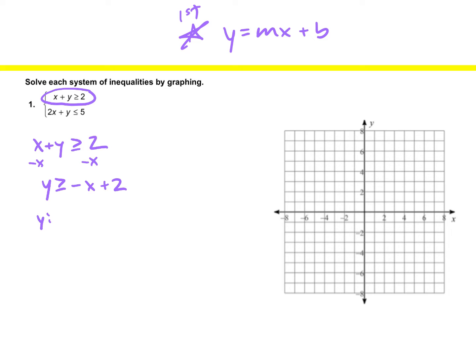So what is my y-intercept? 2. So I'm going to put a point at 2 on the y-axis. What's my slope? Negative 1. So technically it's negative 1 over 1. So I'm going to go which way? Down 1, right 1, down 1, right 1, down 1, right 1. So remember, for inequalities, if it is greater than or equal to or less than or equal to, we put a solid line. If it's less than or greater than, we put a dotted line. So for this one, do I have a solid line or dotted line? Solid. So the solid line.